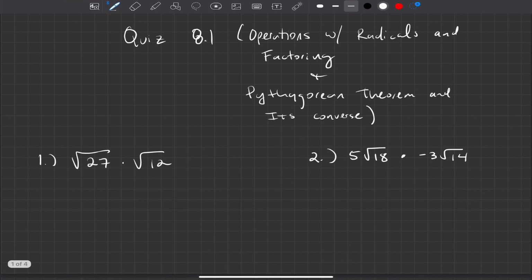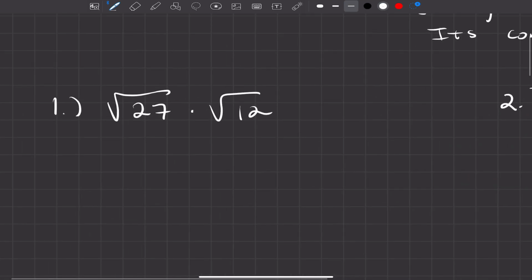Let's go ahead and review for quiz 8.1. It deals with operations with radicals and factoring, along with Pythagorean theorem and its converse. Number 1, square root of 27 times the square root of 12.